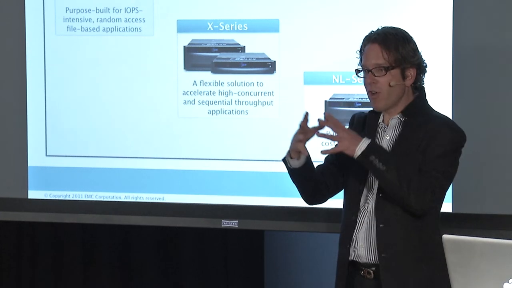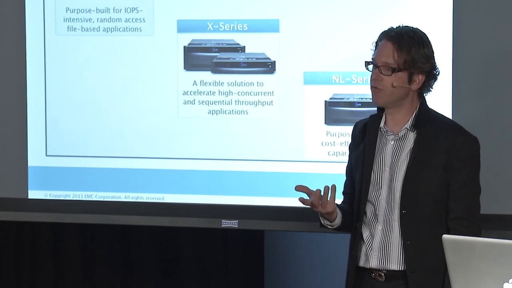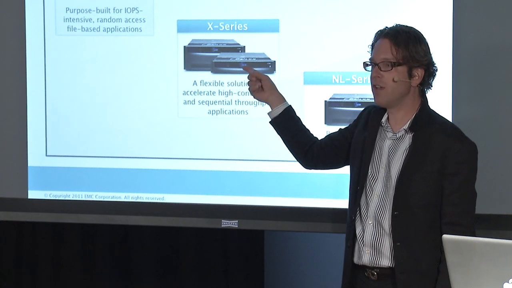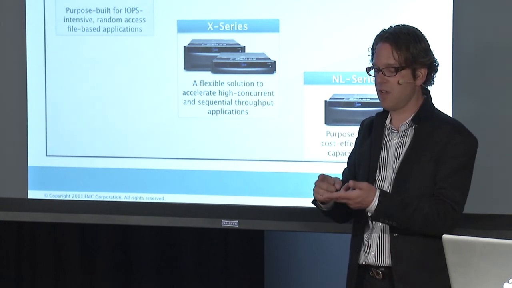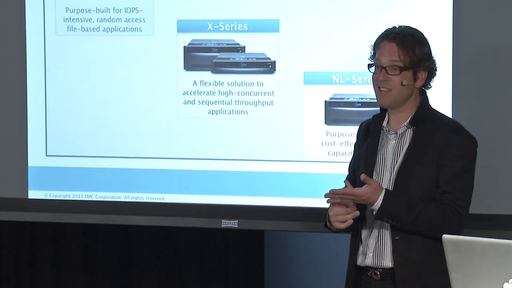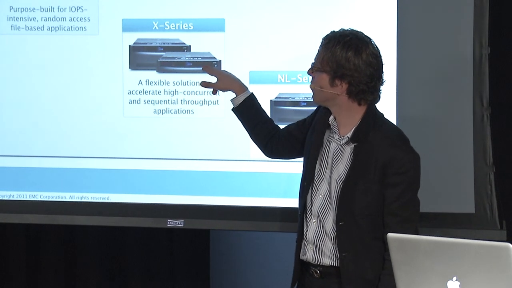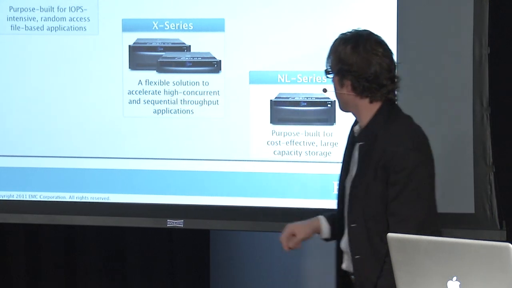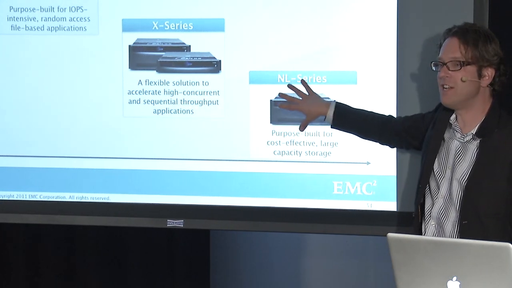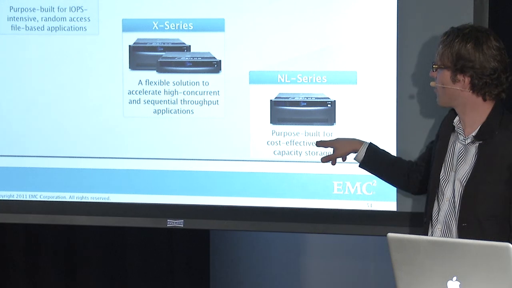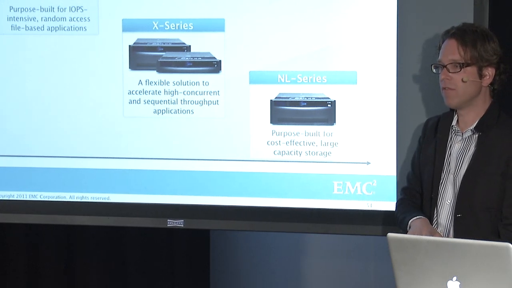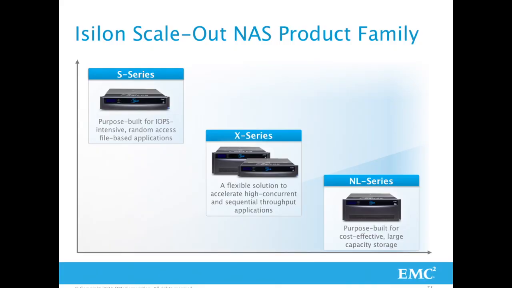Our X series is our mid-range product, is good for streaming media, is good for uncompressed in 2K, and also good for compressed XDCAM, DV100, AVC-Intra, MPEG-2, MPEG-4. As well as ProRes, DNxHD, is flexible in either the smaller platform or this very larger X400 platform. Our NL is near line. So this is purpose built for lower cost per terabyte. So the point here is that you can mix these together in one namespace.